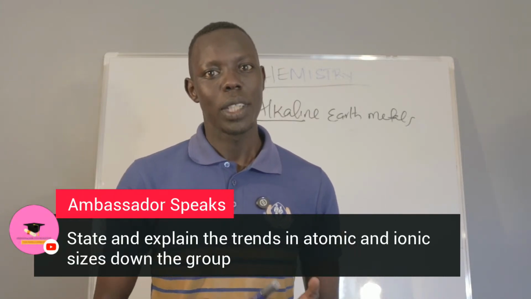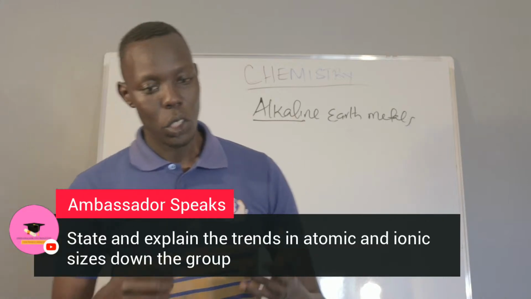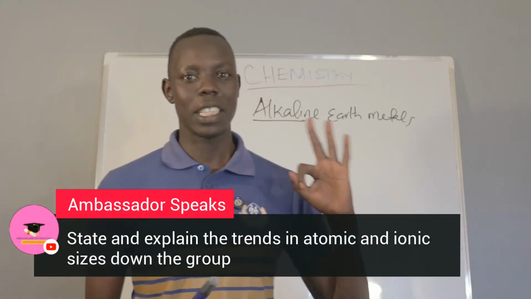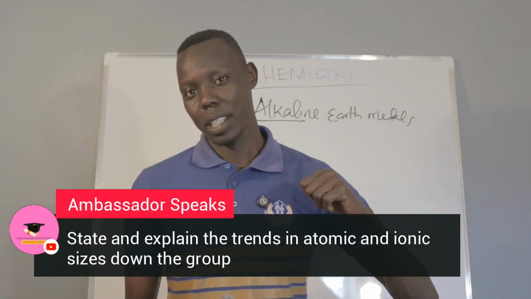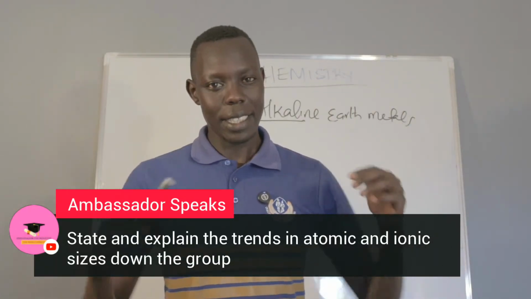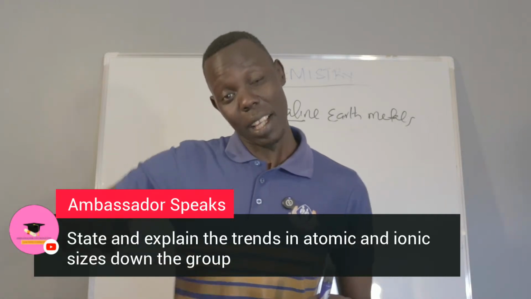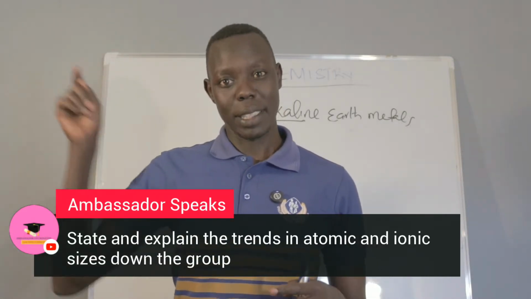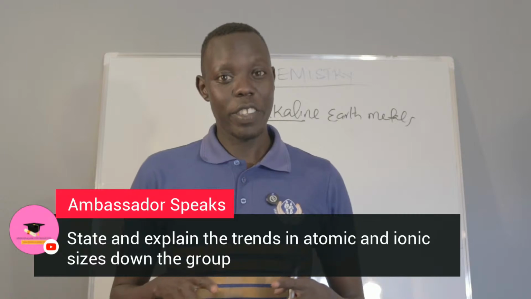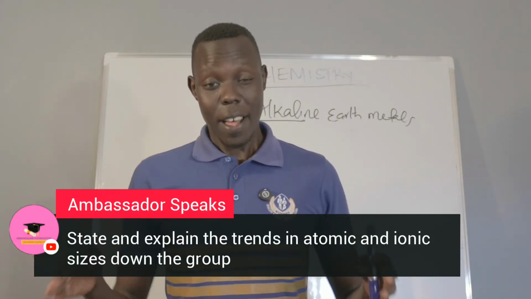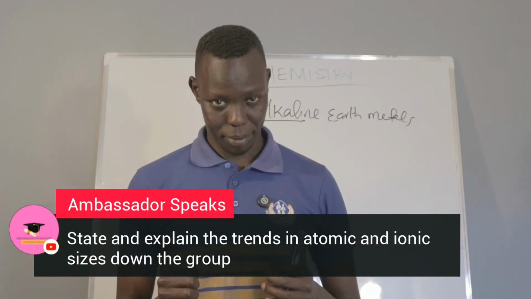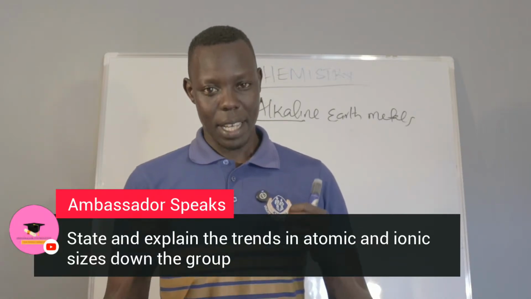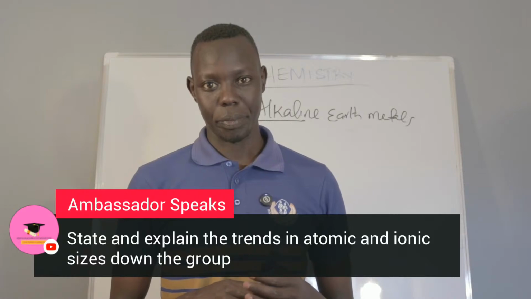From 2, 2, those are 2 energy levels. 2, 8, 2, those are 3 energy levels. 2, 8, 8, 2, those are 4 energy levels. The size is determined by how far the outermost energy level is from the center of the nucleus. So if it has more energy levels, then it means it has a larger size. Are you together? Yes.